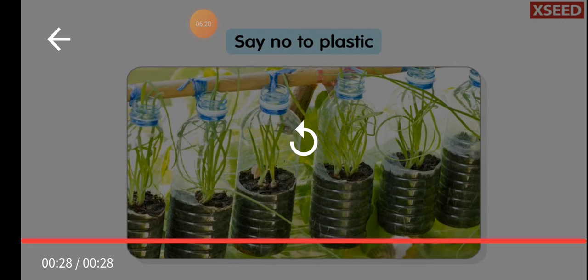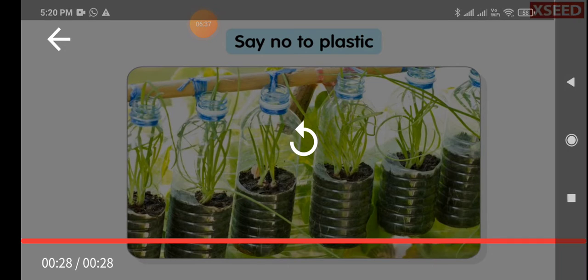So you can see here how plastic is reusable. The water bottles in this picture are used to grow plants. So you should say no to plastic, and if at all plastic bottles or carry bags are with you, you should try to reuse them properly.